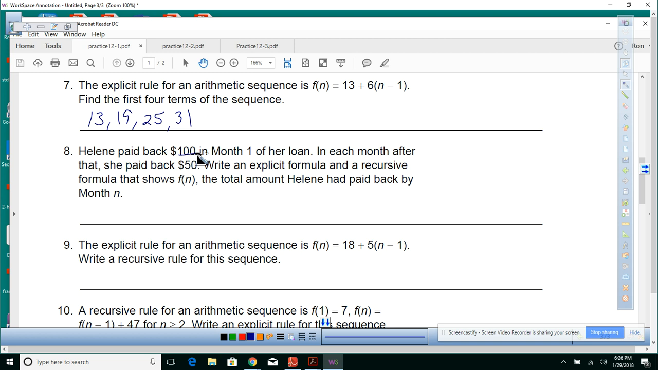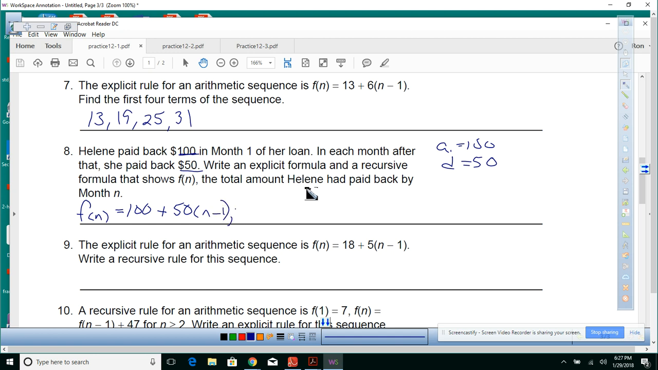So she paid back $100 in month one. So A sub 1 equals 100. What is D? Well, she paid back $50 in each month after that. She paid back $50. So D equals $50. So the explicit formula would be f of n equals 100 plus 50 times n minus 1.